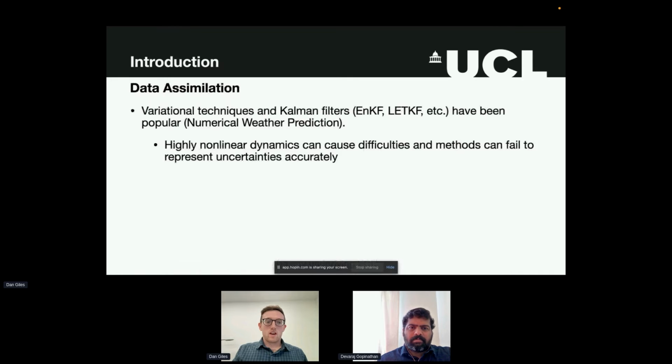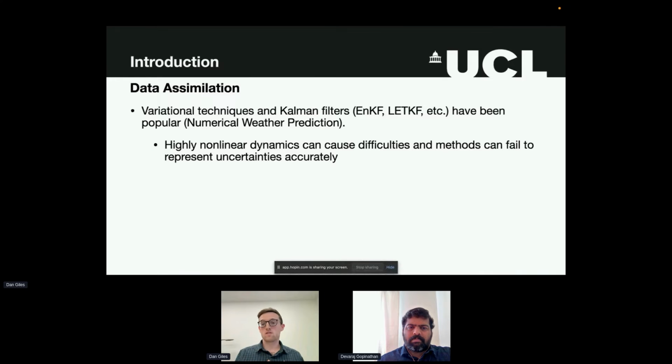So then, as I was saying, data assimilation has been around quite some time. It's quite popular, obviously, in numerical weather prediction, and there are different data assimilation techniques. Popular ones include variational techniques, your 4D-Vars and so on, and your Kalman filters.